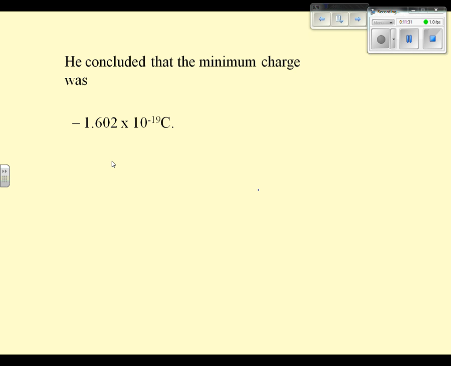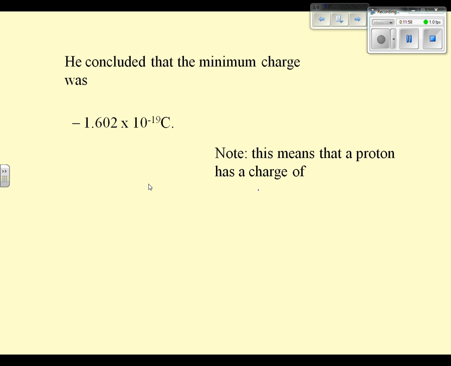He concluded that the minimum charge was 1.602 times 10 to the minus 19. Am I right, Brandy? Was that the number he came up with? No. His was a little different, right? This was a little bit smaller. Yeah. It's like 1.59, something like that? I think this is the modern accepted value, right? Yeah. Big deal, it was 100 years ago, right? We'll cut him some slack.